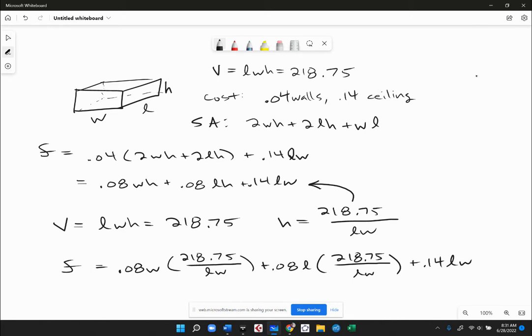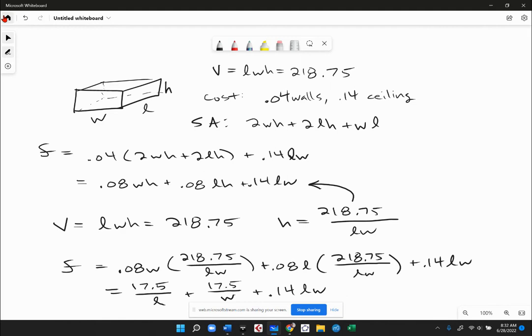Which is, we can clean up a little bit further, so let's just multiply this stuff out. 0.08 times 218.75 is 17.5. And then our W cancels out, which is nice, so we just have 17.5 over L plus same kind of thing, 0.08 times 218.75 is 17.5. Our L cancels out in this second expression, so that's just over W plus 0.14 WL. So we're finally at the point, we haven't really done any calculus yet. We're finally at the point where we can do some calculus.